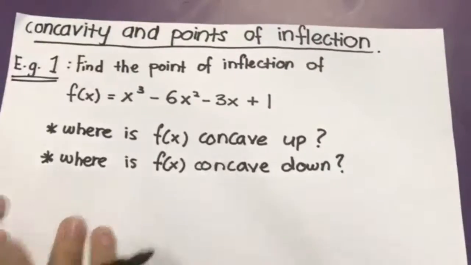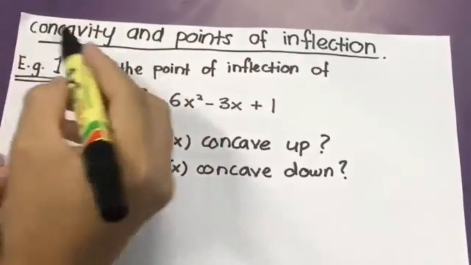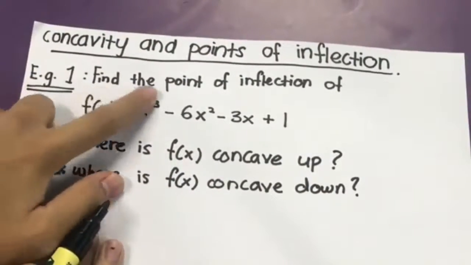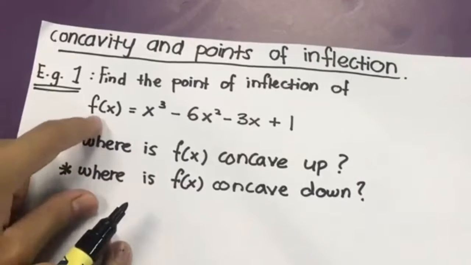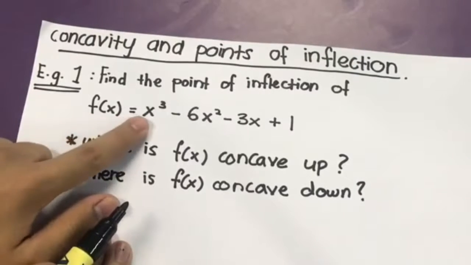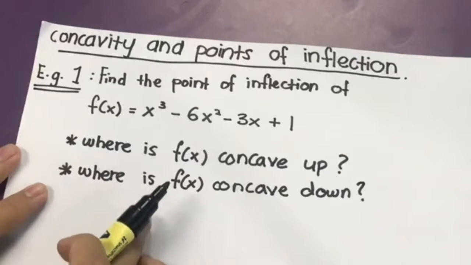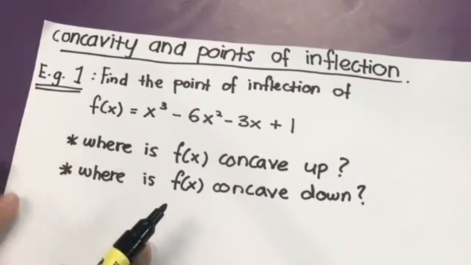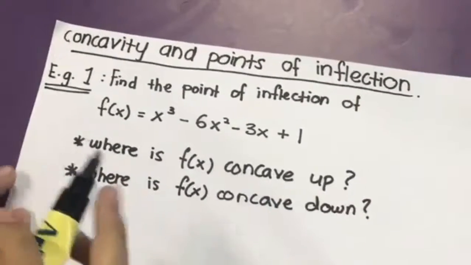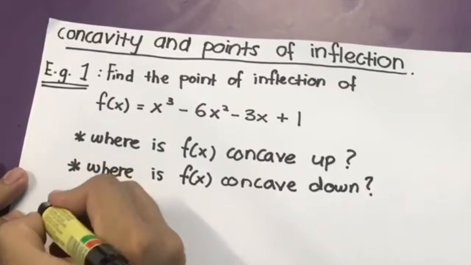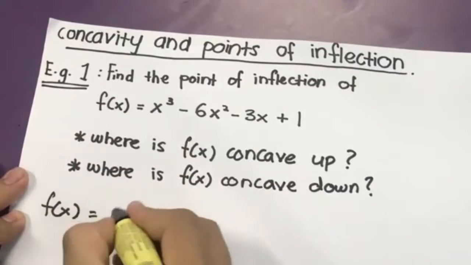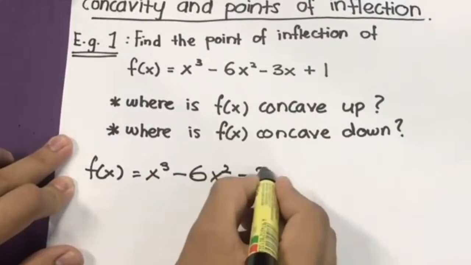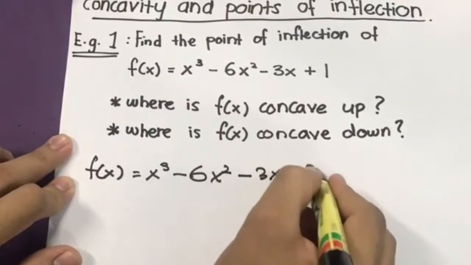Thank you. Okay, today we're going to learn about concavity and points of inflection. For the first example, we must find the point of inflection of the function f(x) equals x³ minus 6x² minus 3x plus 1. And then we will determine where f(x) is concave up and concave down. First we take the function x³ minus 6x² minus 3x plus 1.